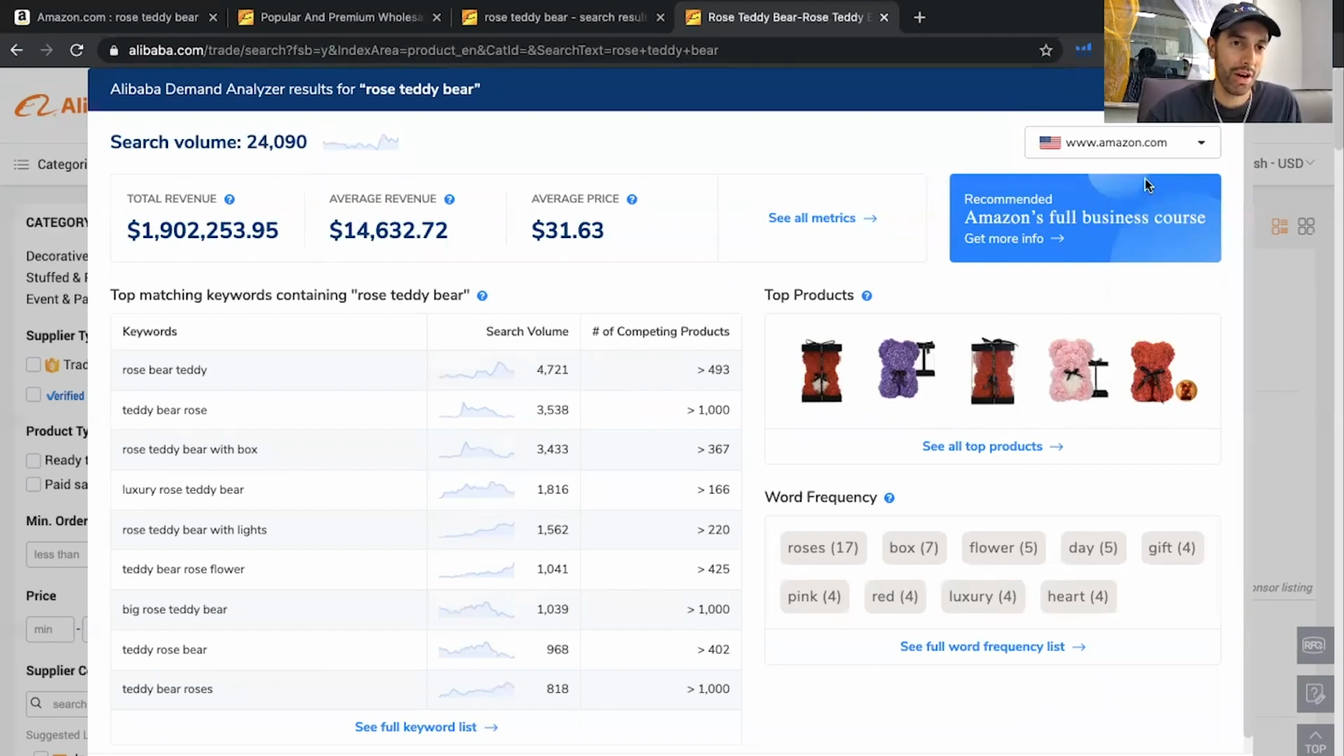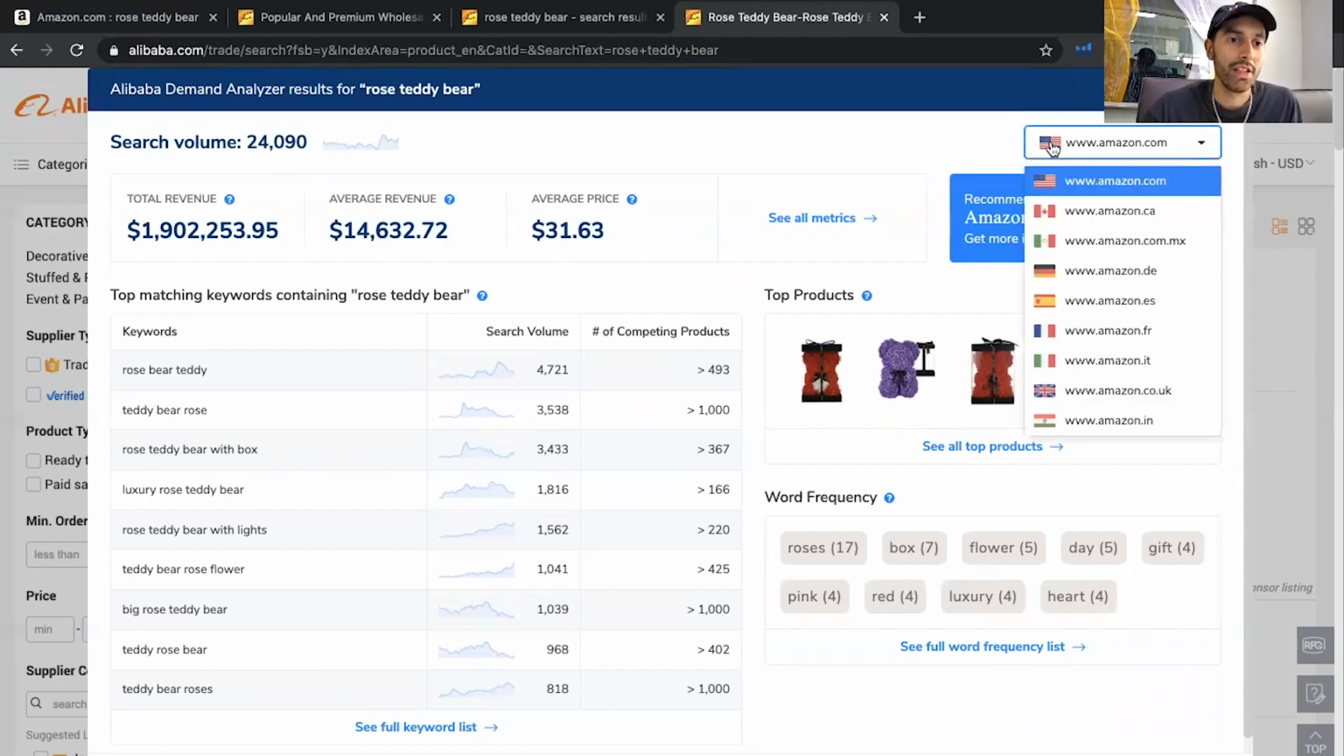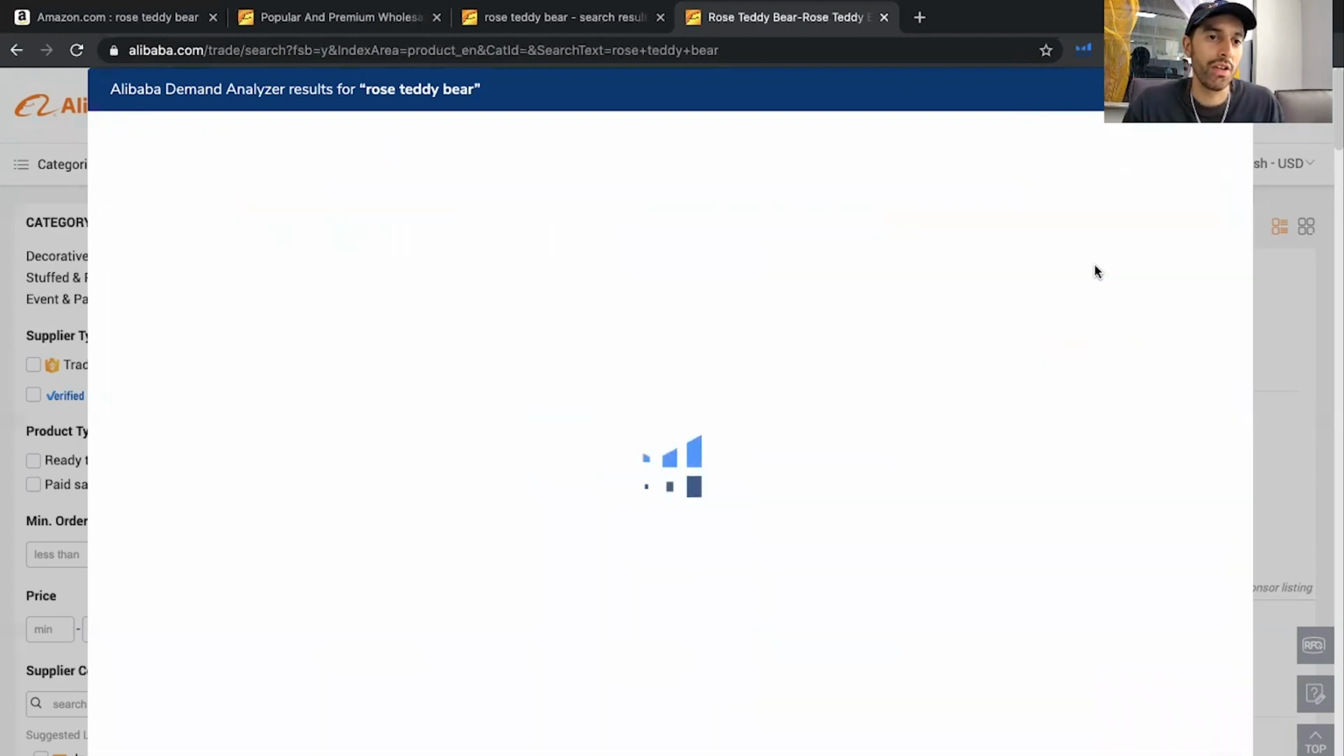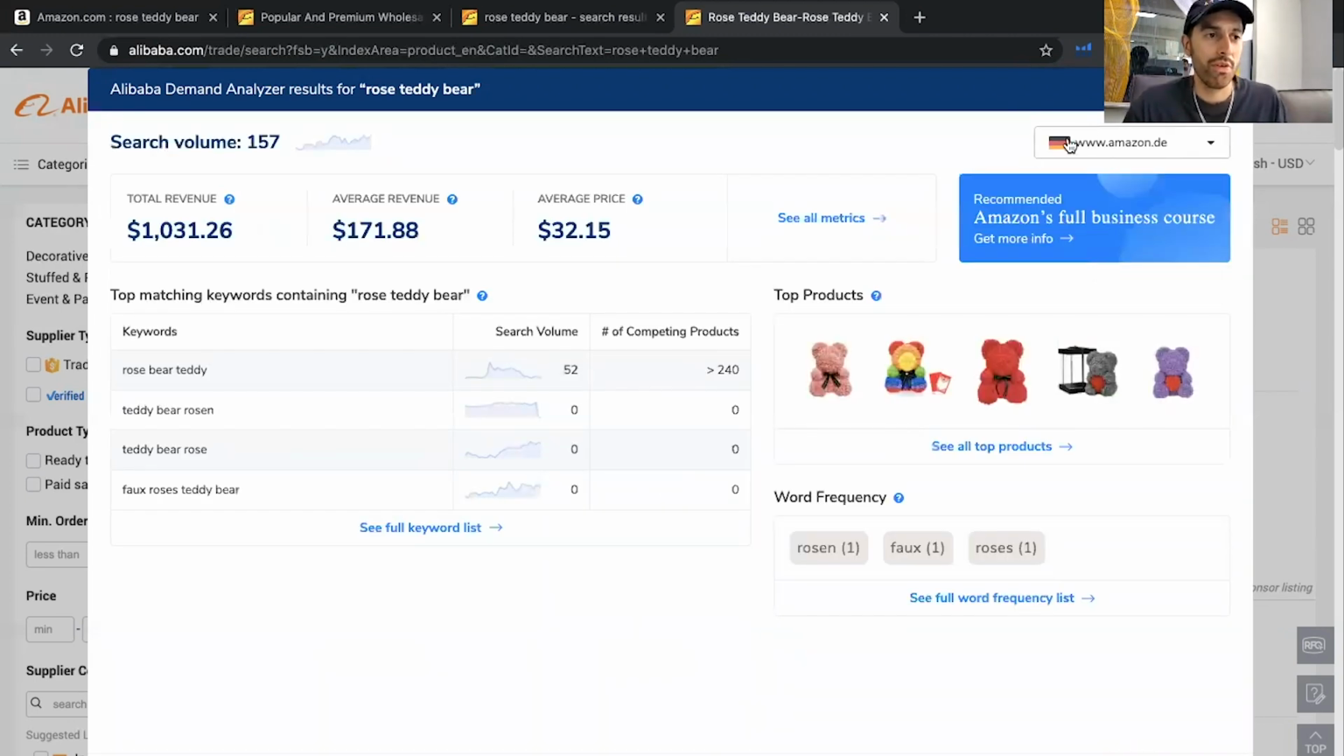Well, let's look at other marketplaces as well. If you click here, we can see Amazon.com, Amazon Canada, Amazon Mexico, Amazon Germany, Spain, France, Italy, UK. So, all right, maybe let's consider selling this item in Germany. Let's see what the search volume is like over there. So if we click on Amazon Germany, well, it's terrible. Only 150 searches roughly per month, 50 searches for rose teddy bear. So it's not taken off yet in Germany.